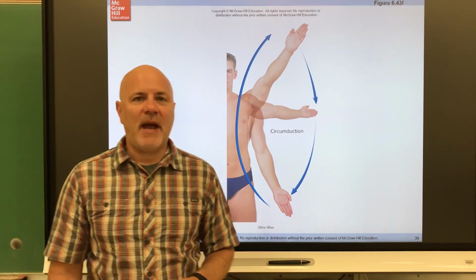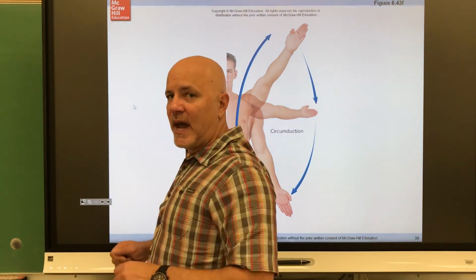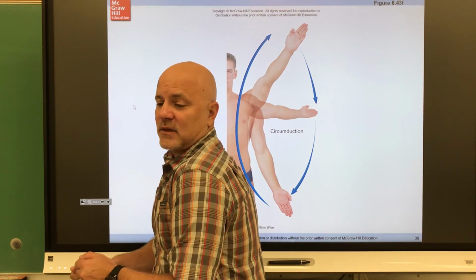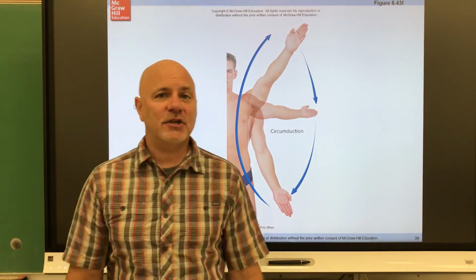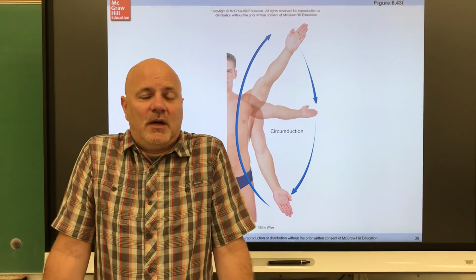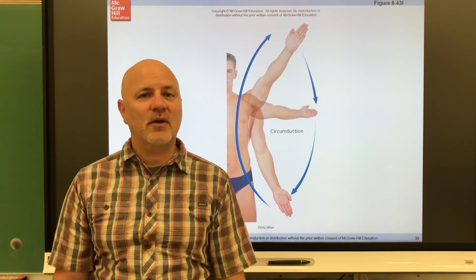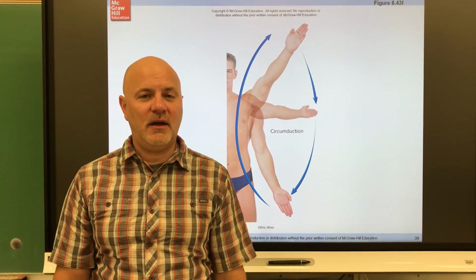Retraction is a moving apart backwards. So if I take my shoulders and move them back, that's a retraction. Protraction is a moving apart forward. So if I do that, that's a protraction. Elevation is a raising of a body part. So if I bring my shoulders up like that, that's an elevation. Depression is a lowering of a body part. So lowering those shoulders down.